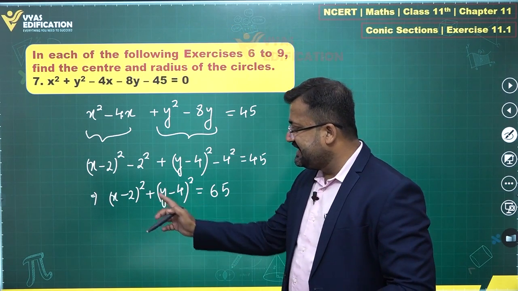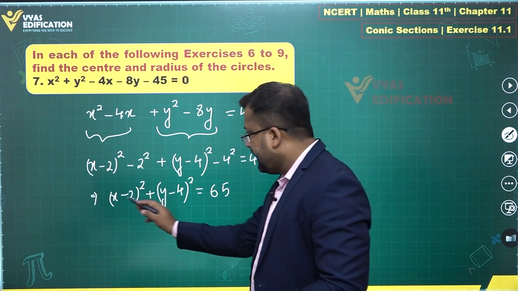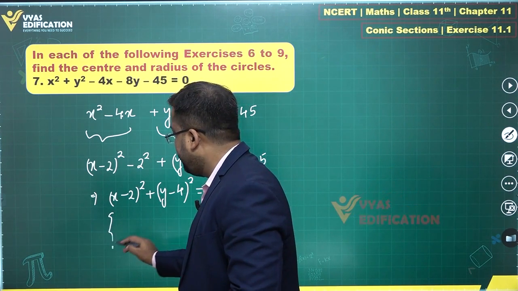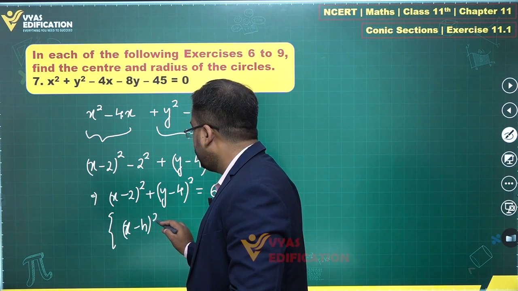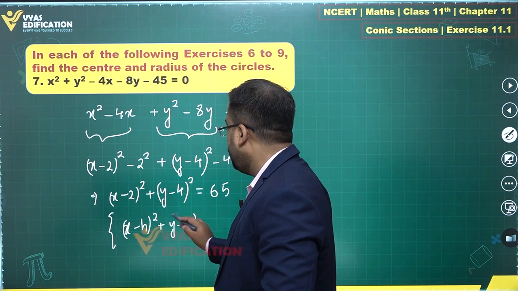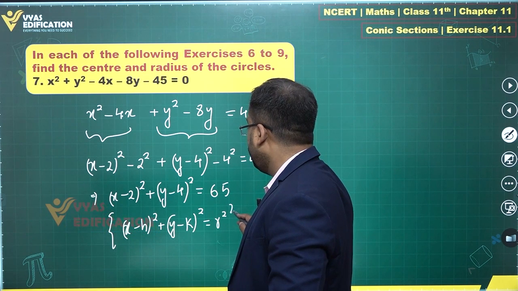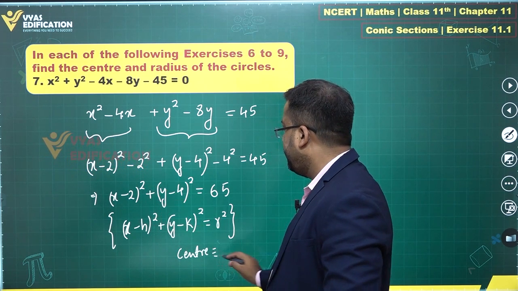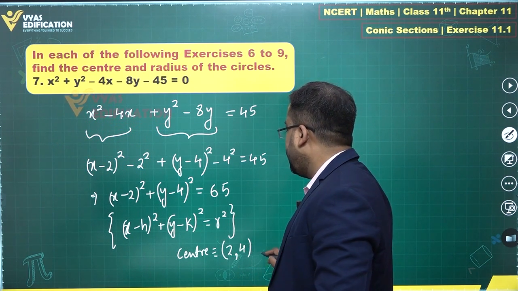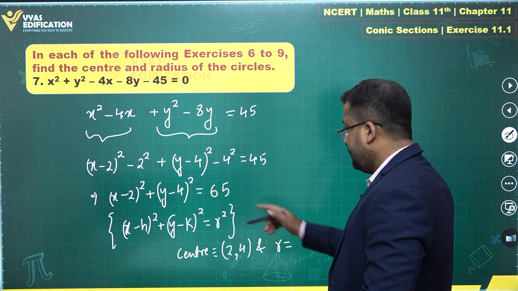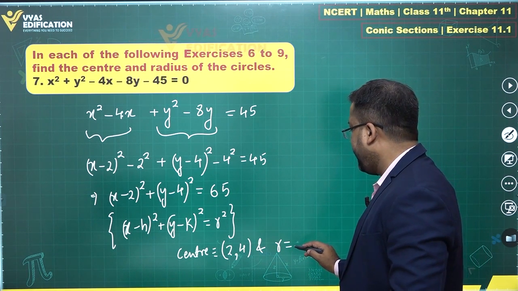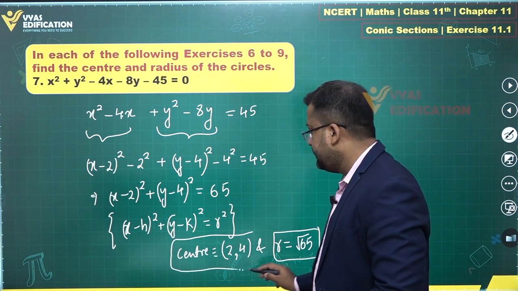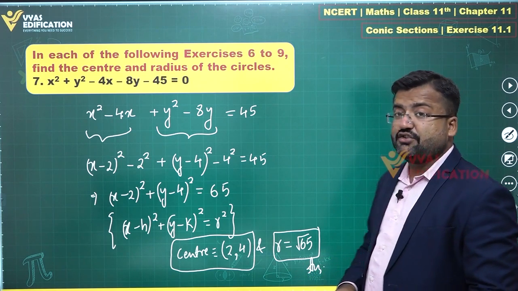Okay, and after seeing this equation, what you can say is that this can be compared with (x minus h) whole square plus (y minus k) whole square is equal to r square, and from here I get the center will be h comma k, which is 2 comma 4, and radius will be equal to under root of 65. This is the radius and this is the center. That is my answer for this question, as you can see behind me.